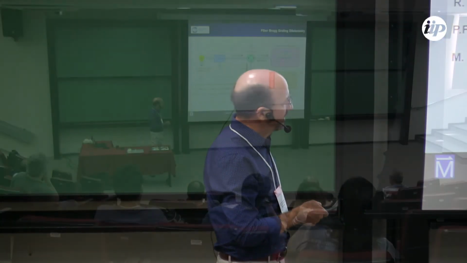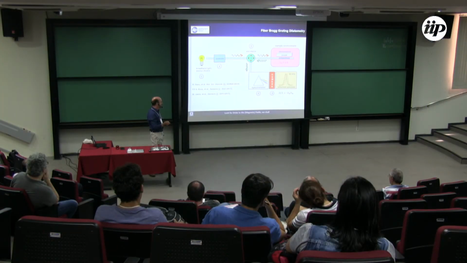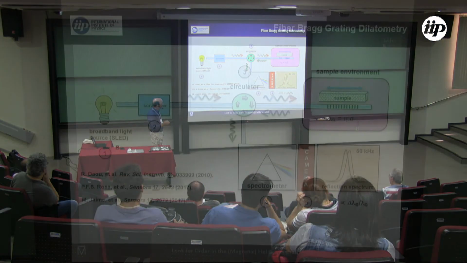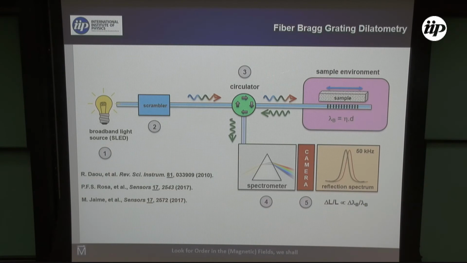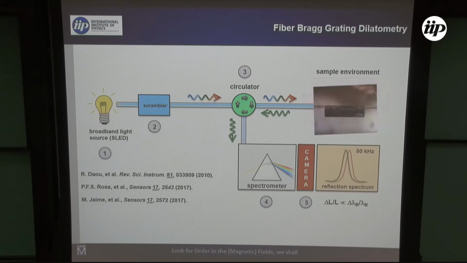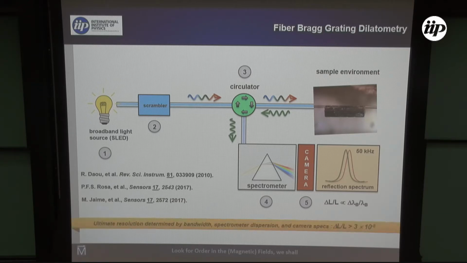This delta L over L on the sample is directly proportional to delta lambda Bragg divided by lambda Bragg. These fibers work at 1550 nanometer frequencies, and the ultimate experiment looks like this. You have a sample that has a fiber attached to it. The trick of the experiment is that the fiber needs to follow the sample. So you need a very good gluing technique for that to work.